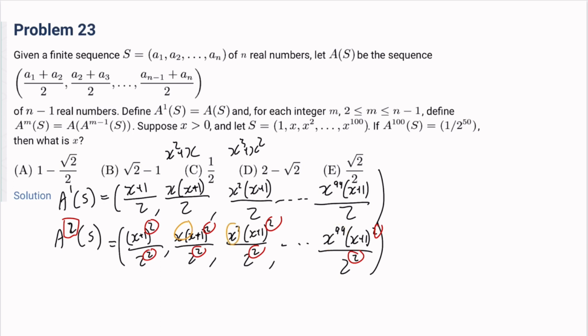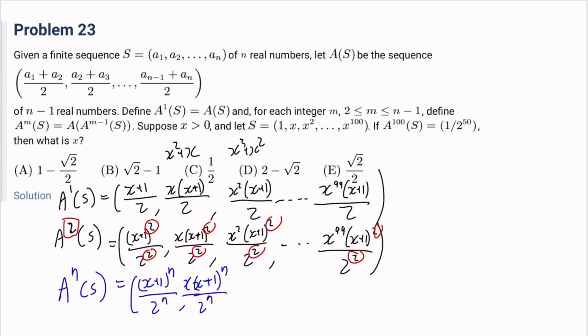And so what that gives us is what An can be, right? So that gives us that An of S is going to be equal to x plus 1 to the nth power over 2 to the nth power, and x times x plus 1 to the nth power over 2 to the nth power, x squared times x plus 1 to the nth over 2 to the nth, all the way to x to the 99th power times x plus 1 to the nth over 2 to the nth.